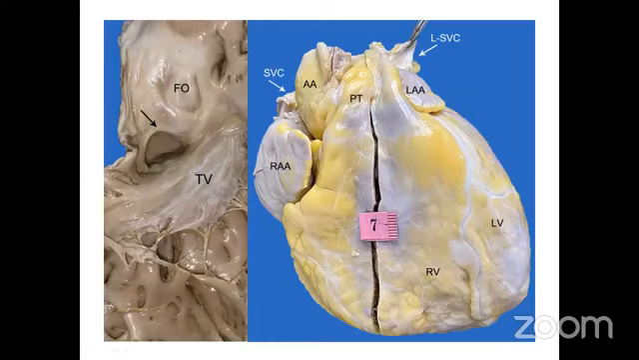So this patient has both the right superior as well as the left superior vena caval veins, and this left SVC goes into the coronary sinus and then indirectly drains into the right atrium, as compared to the right superior vena cava, which drains directly into the right atrium along with the inferior vena cava.